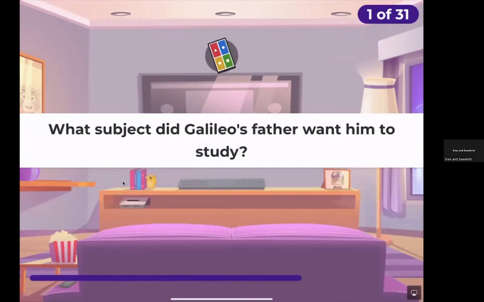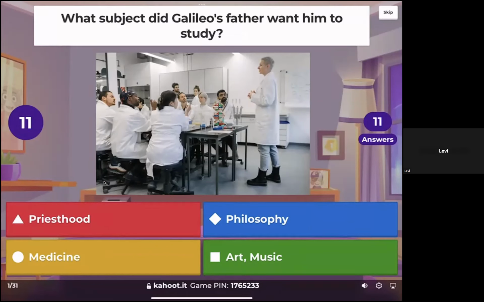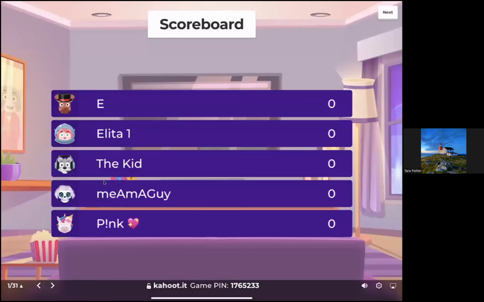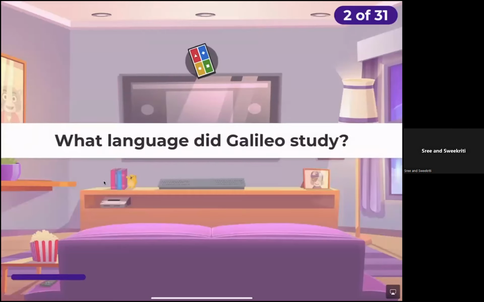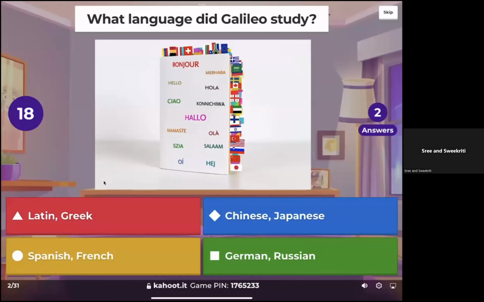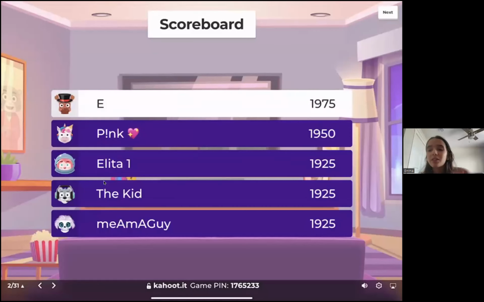What subject did Galileo's father want him to study? Oh, this is from the reading. So it's priesthood. He wanted him to go be a monk. I think it was art or something. Of course, medicine. Yeah. What language did Galileo study? Chinese, Japanese. Oh, it was Chinese and Japanese because that's where he lived. Spanish and French. Uh-oh, that is gone. Latin and Greek. Chinese and Japanese? Someone was convinced.